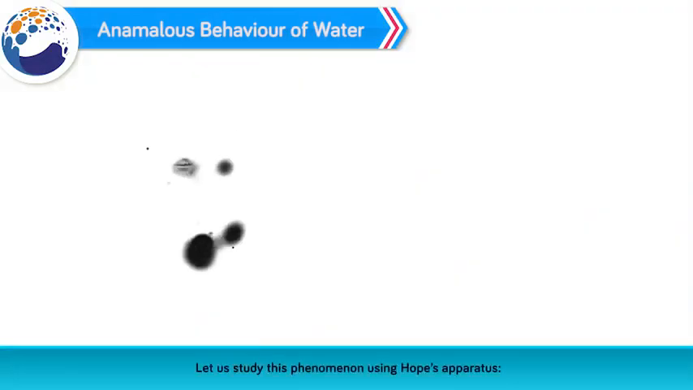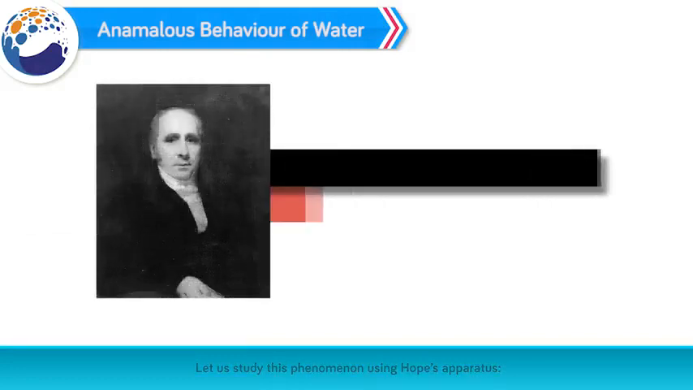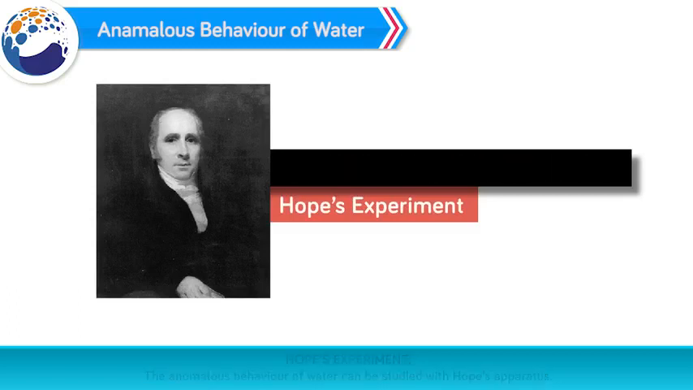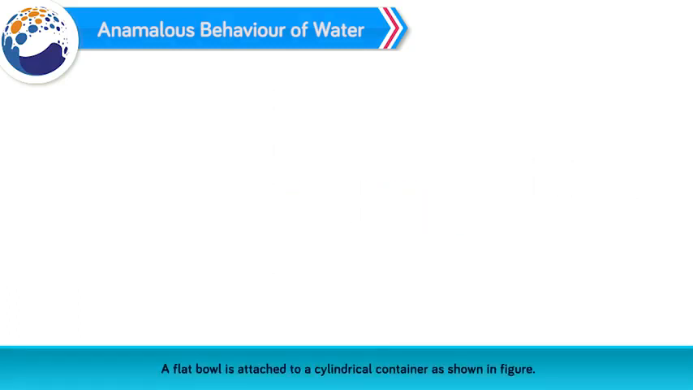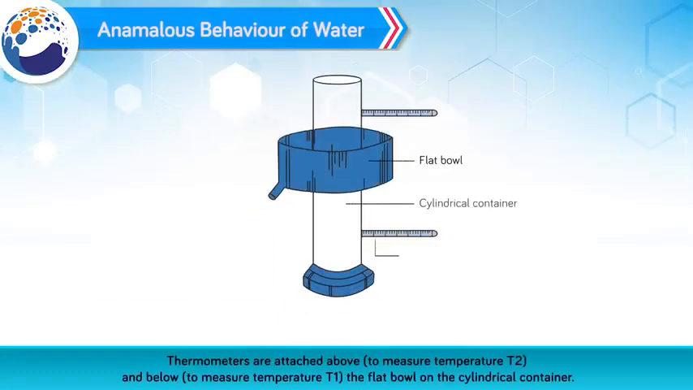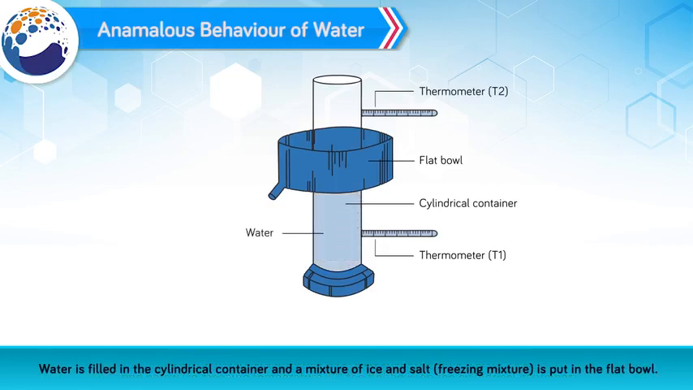Let's study this phenomenon using Hope's apparatus. Hope's experiment. The anomalous behavior of water can be studied with Hope's apparatus. A flat bowl is attached to a cylindrical container as shown in the figure. Thermometers are attached above and below the flat bowl on the cylindrical container. Water is filled in the cylindrical container and a mixture of ice and salt, also known as freezing mixture, is put in the flat bowl.